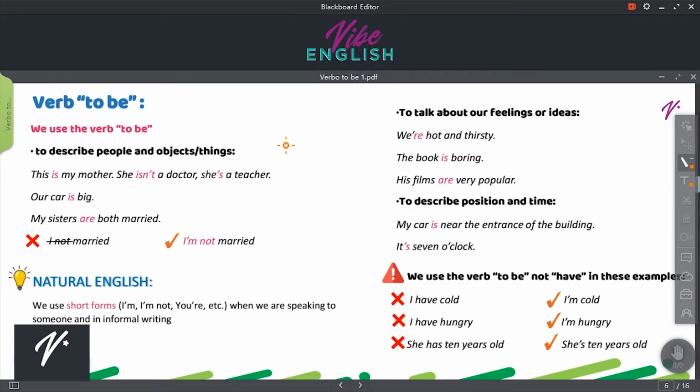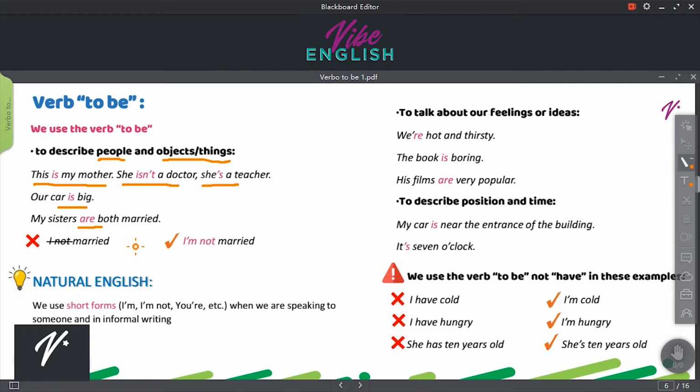Let's discuss the uses of the verb to be. We use the verb to be to describe people and also objects or things. This is my mother, she isn't a doctor, she's a teacher, or our car is big, and my sisters are both married.